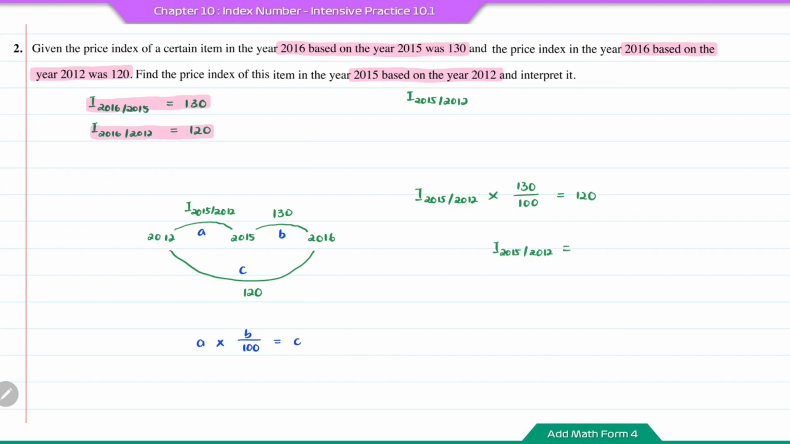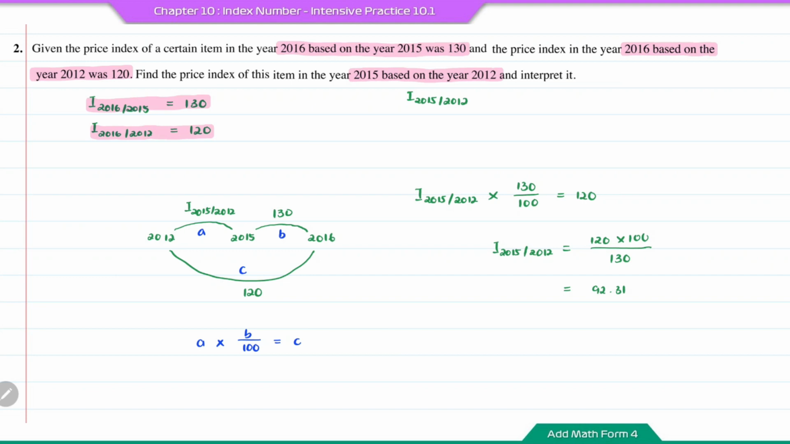To solve this, first I'm going to move the 100 to the right hand side. It will be 120 times 100. Next, I'm going to move the 130 to the right hand side. It will be divided by 130. The answer will be 92.31. So the price index here is less than 100.